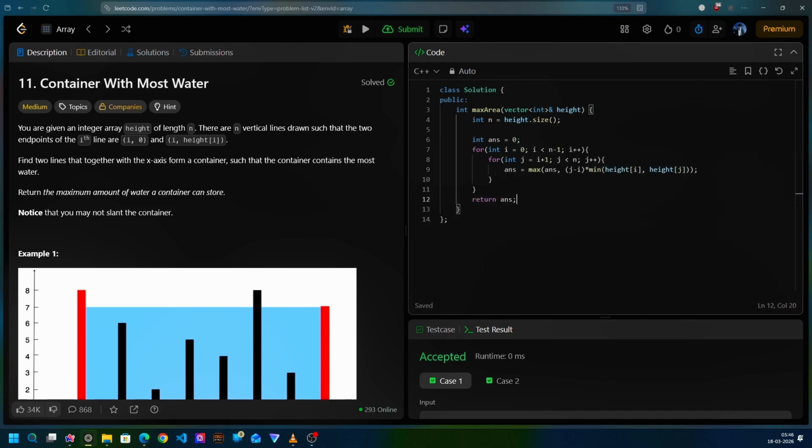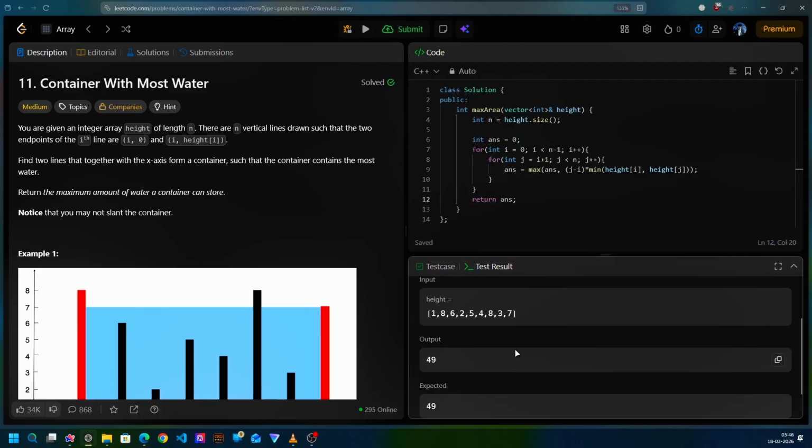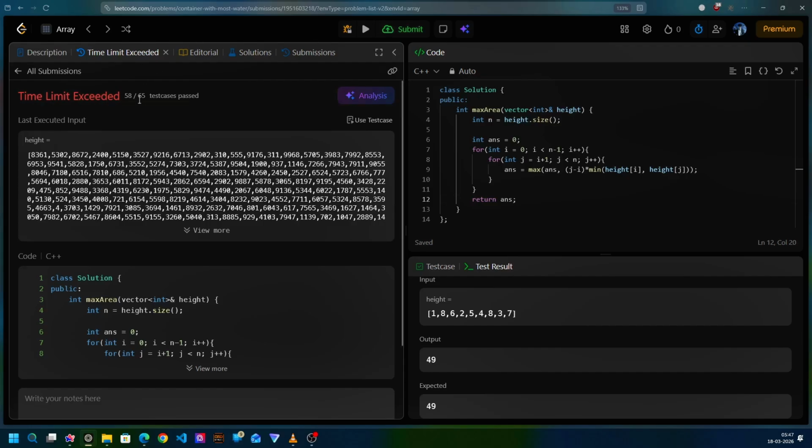So let's see whether it is working or not. Here you can see our initial test case got passed. Now let's try to submit it. Now here you can see we have a total of 65 test cases, but only 58 test cases got passed, and it is giving me time limit exceeded. Okay, so our brute force solution is not working.